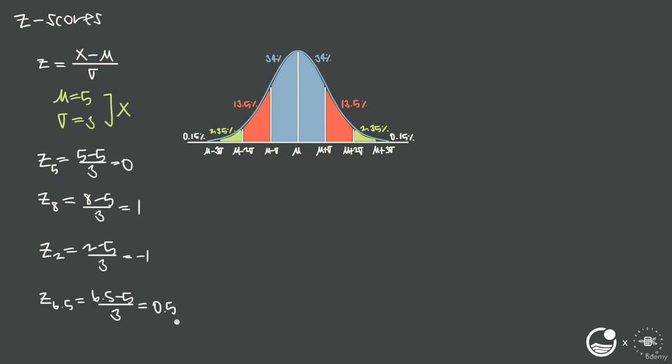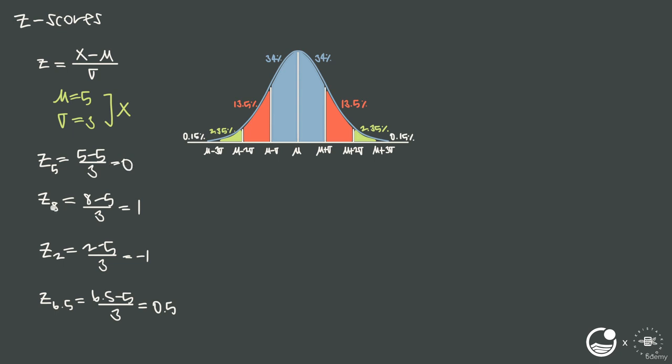Now, here's what these values are actually telling us. The value we get for z is giving us the distance of whatever x value we picked, 5, 8, 2, 6.5, it's giving us the distance of that particular value of the random variable x away from the mean in terms of standard deviations. So when we picked x is equal to 5, the mean of the random variable x is 5. So the distance between the x value 5 and its mean is, of course, 0. So the z-score we get is 0 because the distance between the x value we picked and the mean is 0. So we get a z-score of 0.